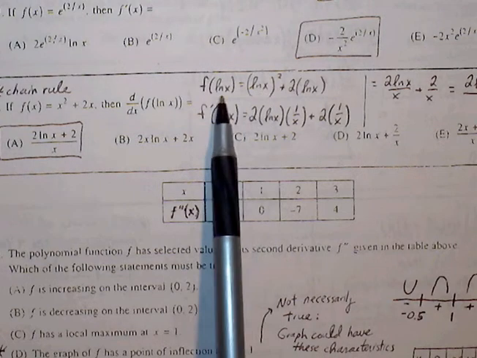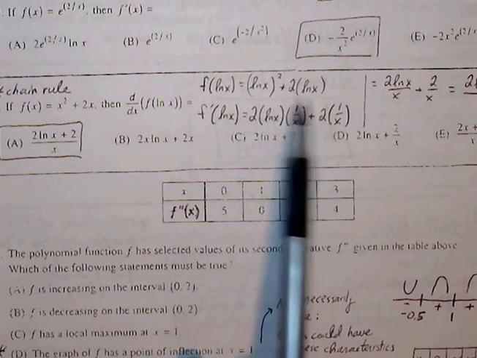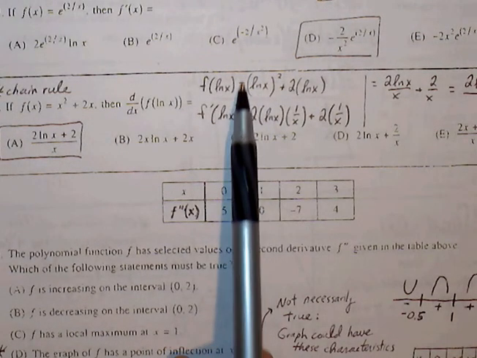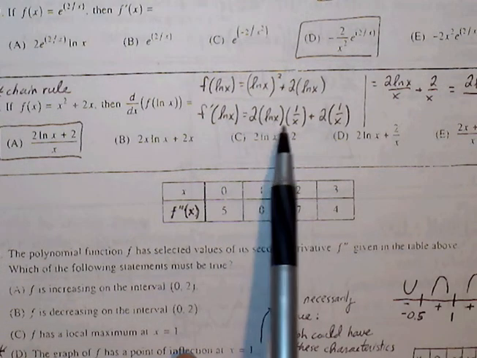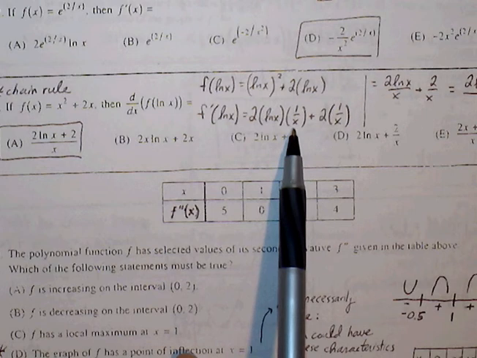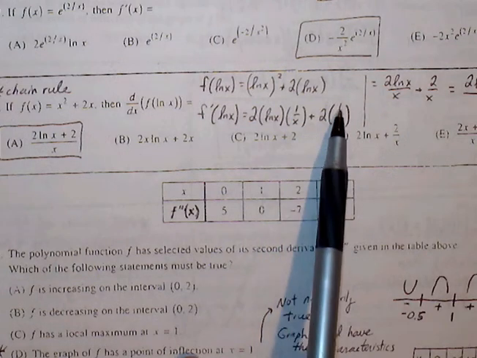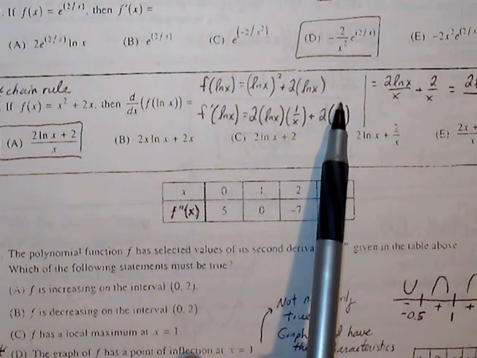Now, if I want to find the derivative, then I have to apply the appropriate derivative rule for each portion. This portion, I can use chain rule. So bring down the 2, keep the parentheses, multiply by the inner function's derivative, which is 1 over x. And then 2 natural log of x is simply 2 times 1 over x, because the derivative for ln of u is just u prime over u.